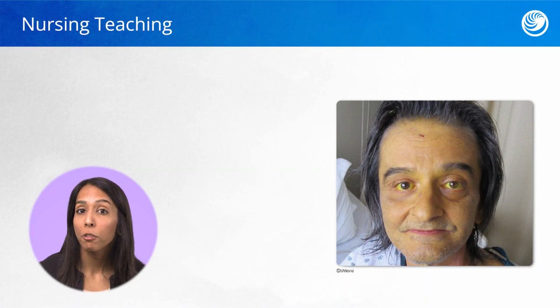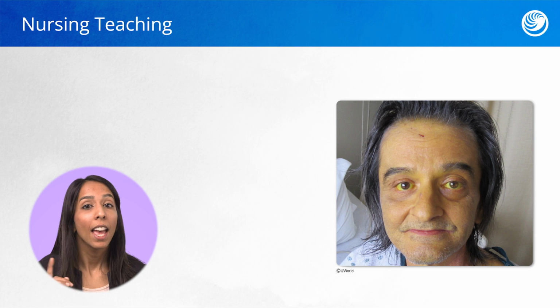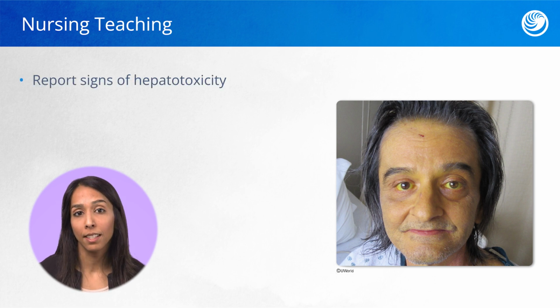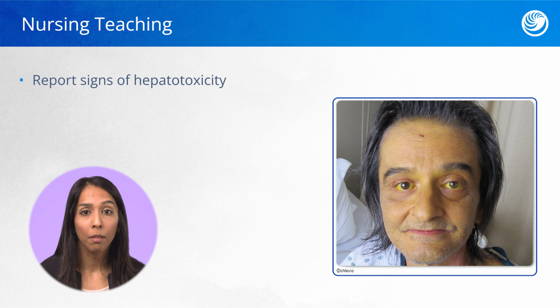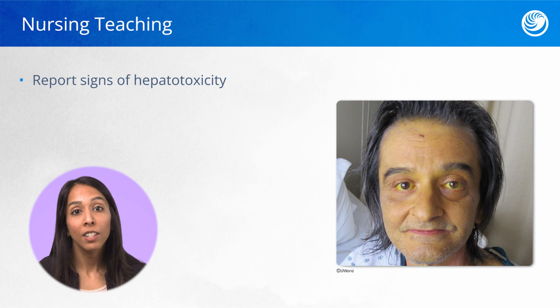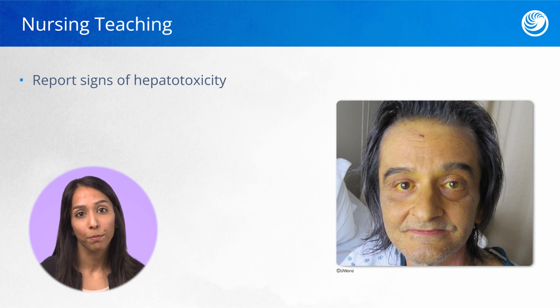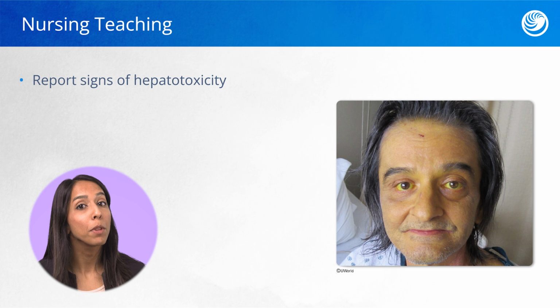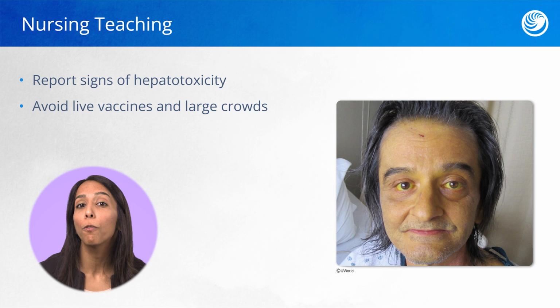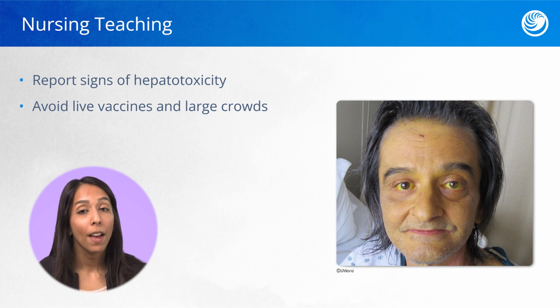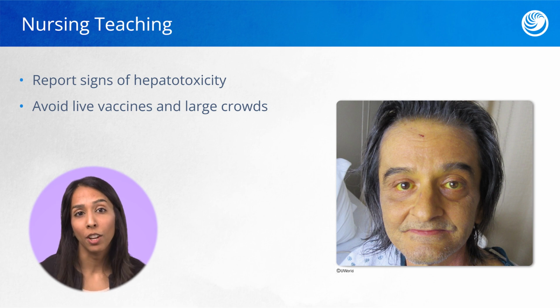Because of the risk of hepatotoxicity with many of these agents, any signs or symptoms suggesting this, such as abdominal pain, clay-colored stool, or jaundice of the skin or sclera, and you can see an example of this here, should be reported to the provider immediately. Additionally, liver function tests will need to be routinely monitored. Because these drugs affect the immune system, precautions should be taken to reduce risk of infection, such as avoiding large crowds. Live vaccines should also be avoided, as these clients are immunocompromised to some degree.